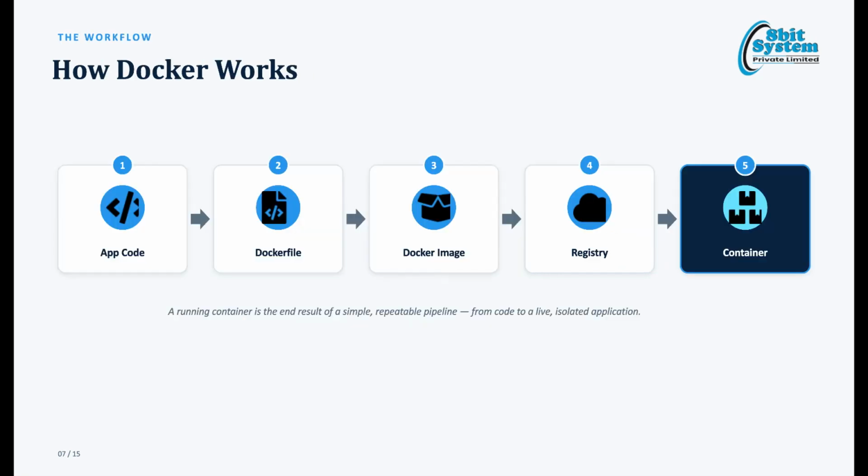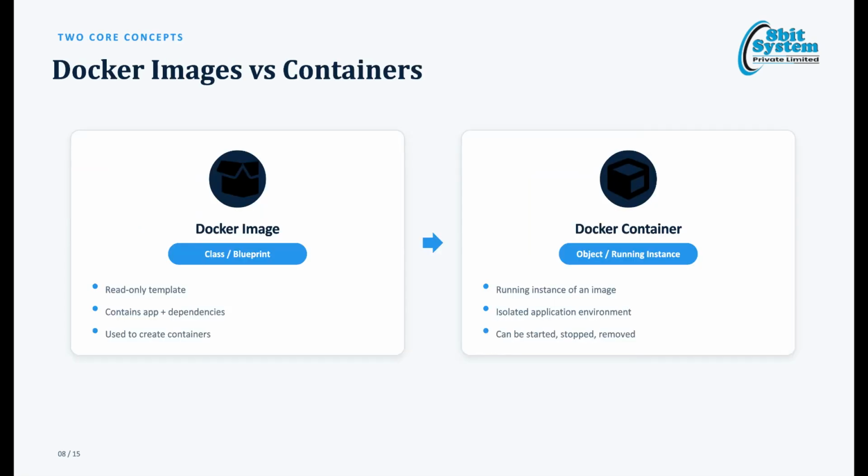Let's walk through how Docker actually works step by step. It starts with your application code. You write a file called a Dockerfile, which lists the instructions for packaging your application. Docker reads the file and builds a Docker image. Think of it as a snapshot of your app. The image can be stored in a registry so others can use it. Finally, when you run the image, Docker creates a container and your app is up and running. That's how Docker works.